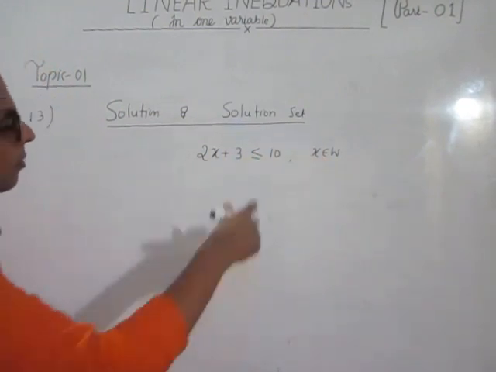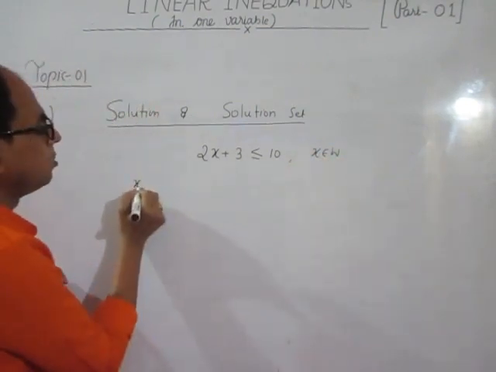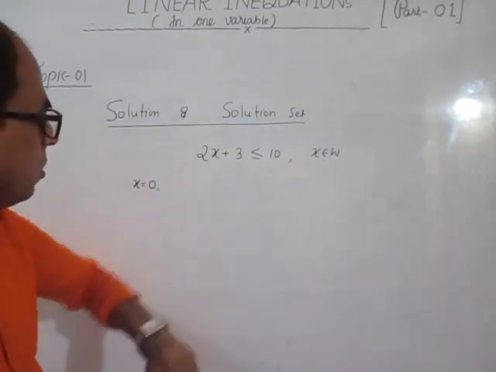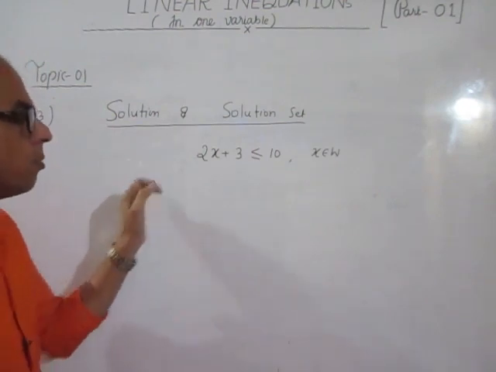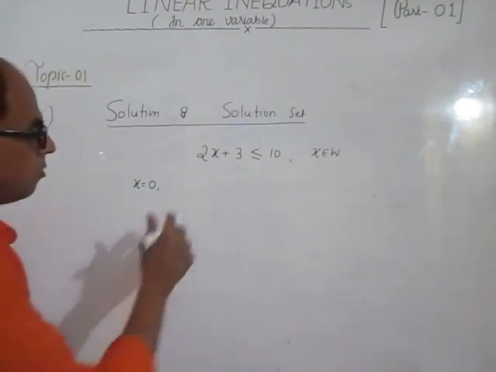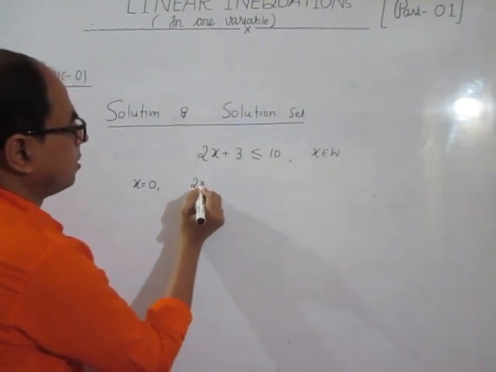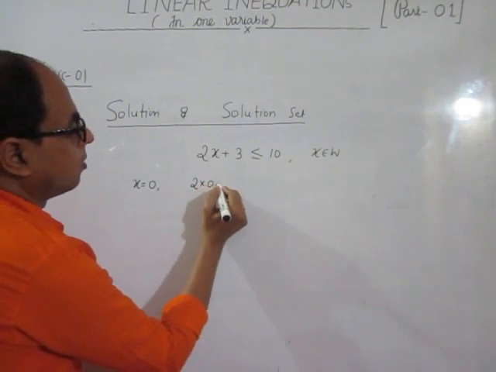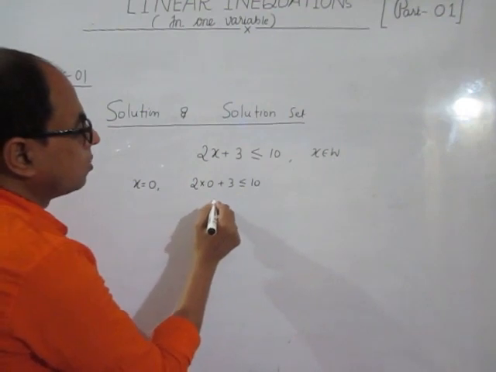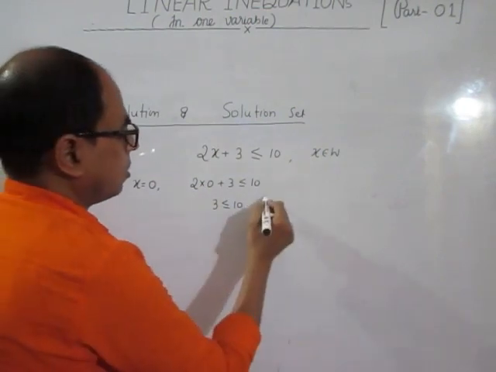For example, let us take one value of x from this replacement set, say x equal to 0. 0 is a whole number, so this number belongs to this replacement set. Let us check whether this number from the replacement set is a solution of this inequation or not. For checking, just substitute the value of x in the given inequation. Put 0 plus 3 less than or equal to 10. So it will be 3 less than or equal to 10. Now is this relation true or false? The answer is true.